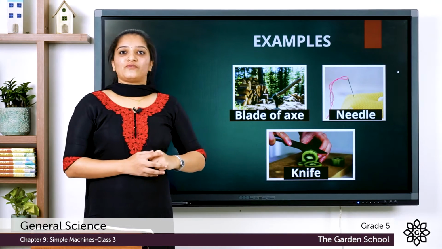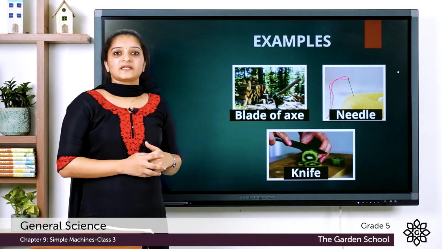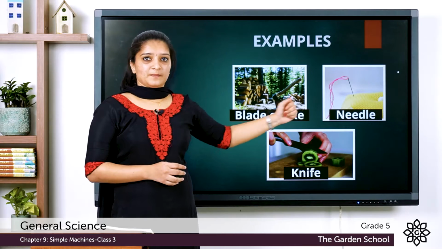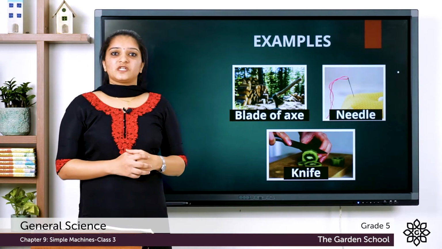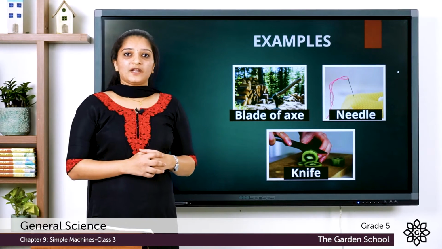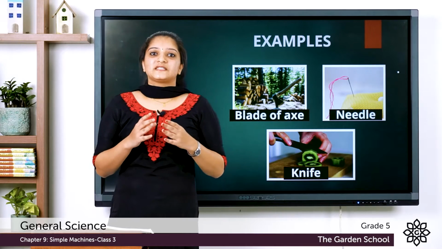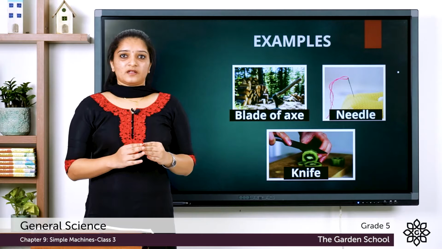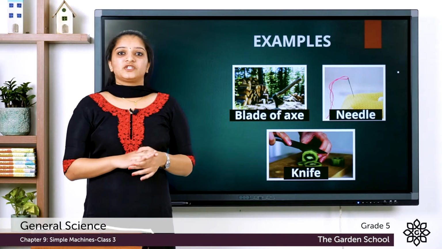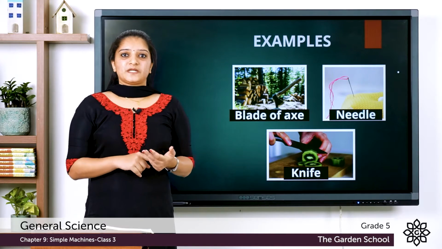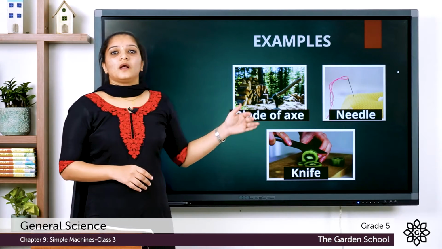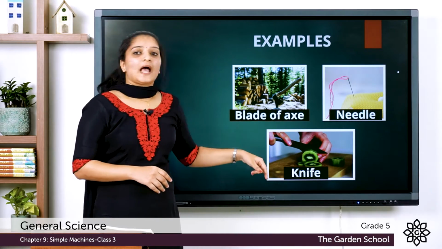The examples for wedge are the blade of an axe, as we discussed earlier, the needle that we use for stitching purposes, and the knife that we use in our kitchen for cutting fruits and vegetables. So, a wedge is a simple machine in which two inclined planes are aligned together to form a sharp edge, used for splitting, connecting and tightening. The examples include blade of axe, needle and knife.